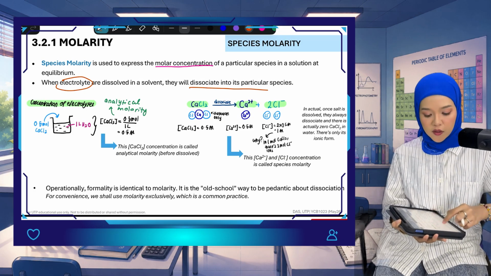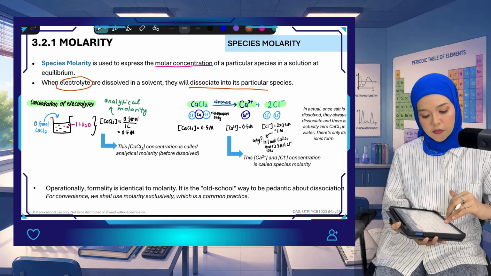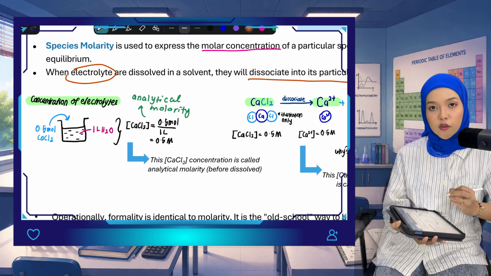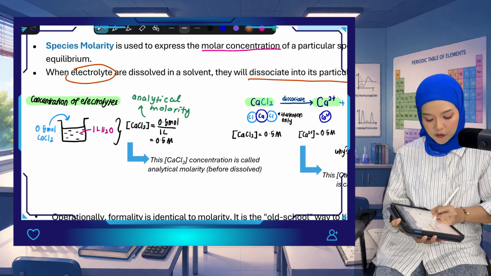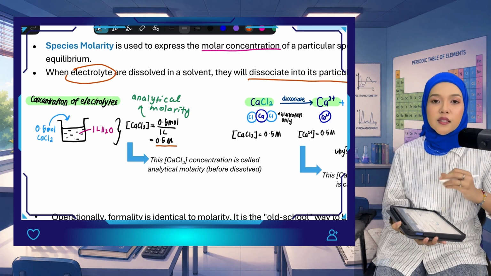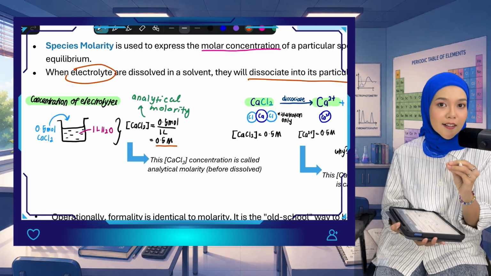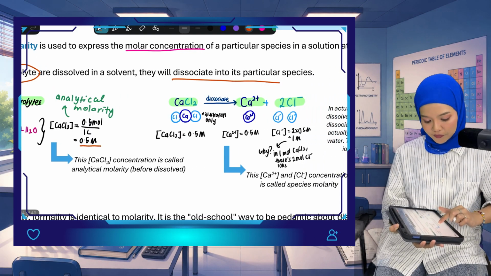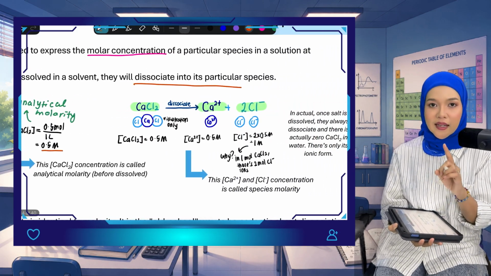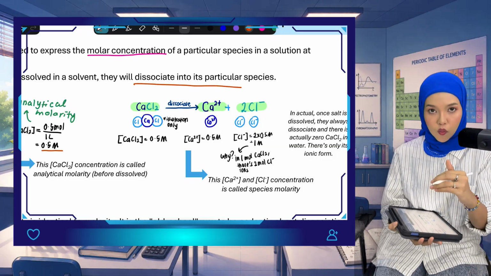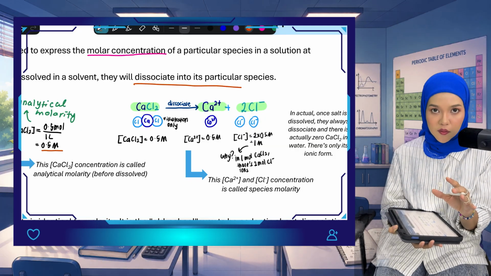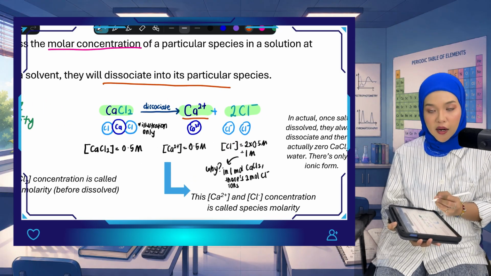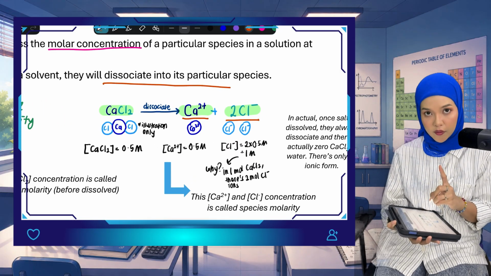For example, you have calcium chloride. You dissolve some amount of calcium chloride into water. The concentration of calcium chloride that you dissolve is 0.5 molarity, for example. So this is what we call analytical molarity. But when the calcium chloride is dissolved in water, it is going to dissociate into, for example, a calcium ion and 2 chloride ions, right?